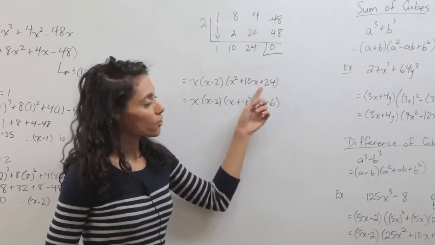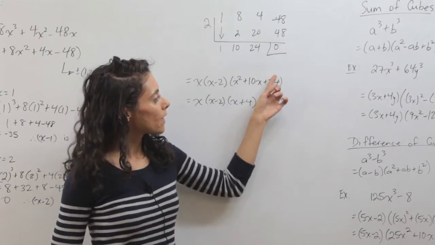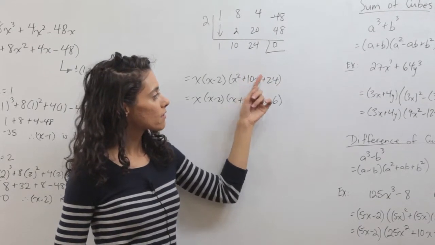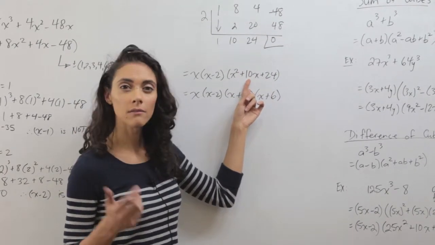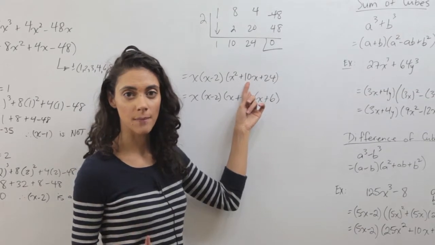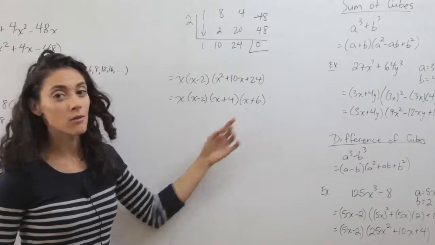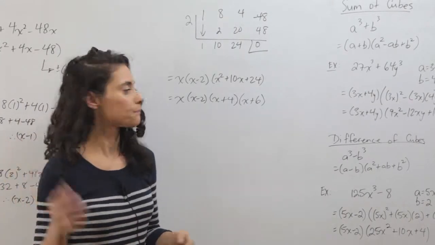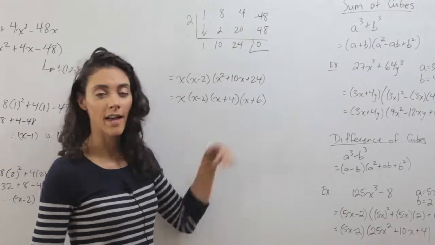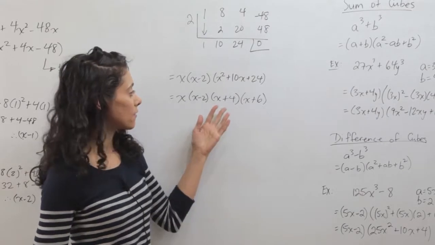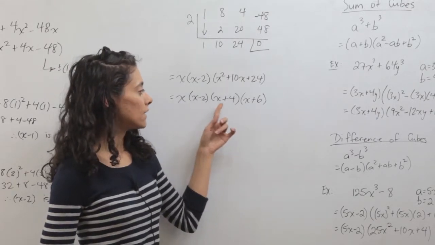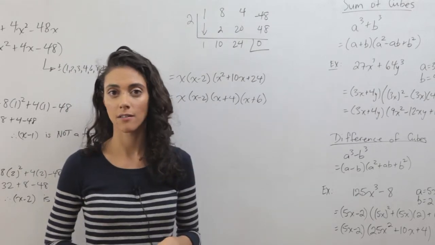Now we just factor this quadratic as we normally do. What multiplies to this and adds to this? 24, 10: 4 and 6. 4 times 6 is 24. 4 plus 6 is 10. And there we have it. We have broken down that big quartic into 4 linear factors. And if we wanted to, we could now state the zeros: 0, 2, -4, and -6.